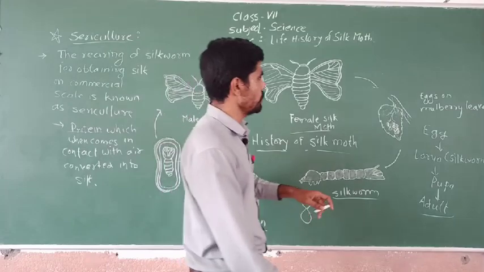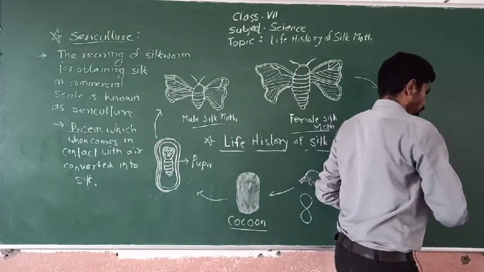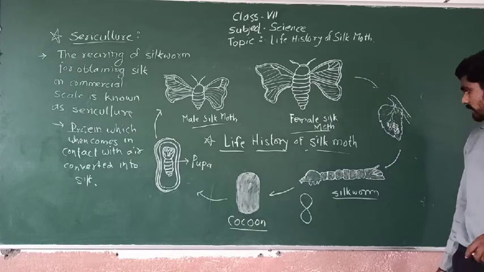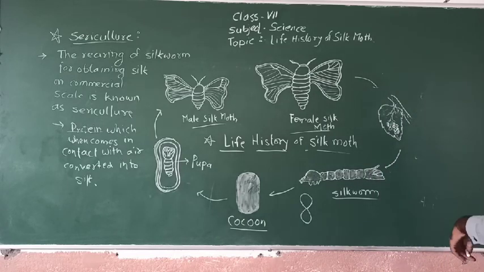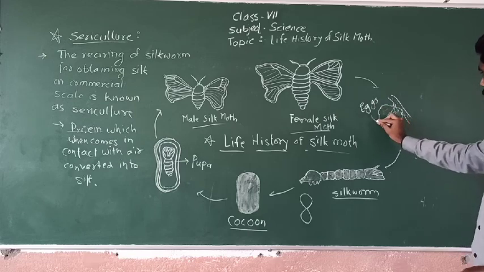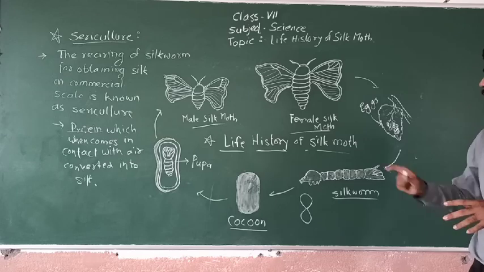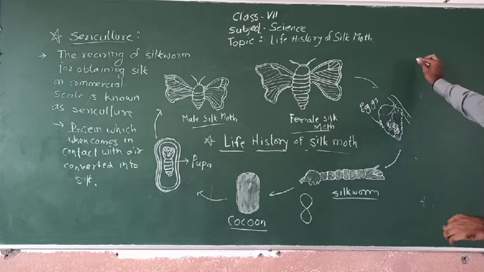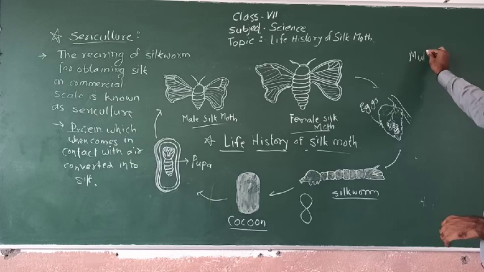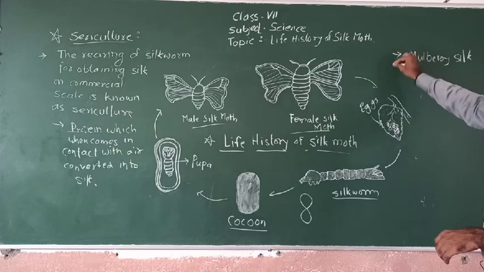Now one thing we have to remember here. I will write eggs here. We will remember how many types of species there are of silkworm. This one that we are discussing is a mulberry silkworm. The silk produced is mulberry silk.